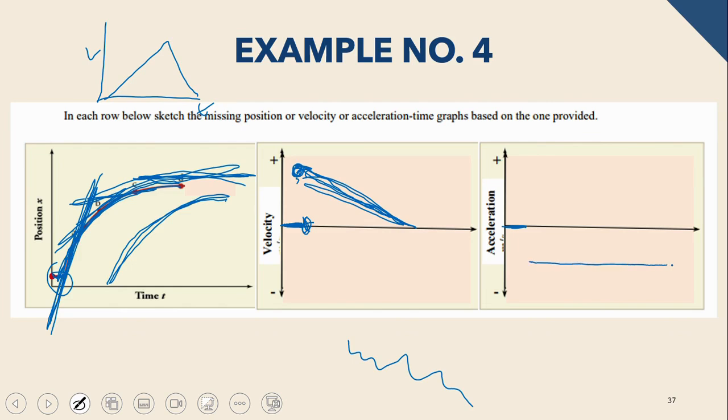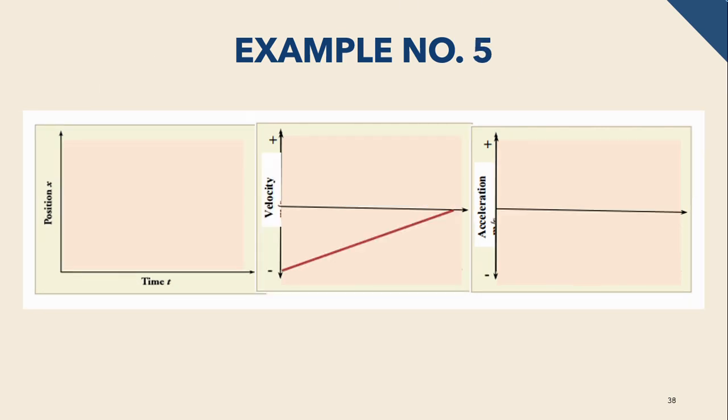And why is the acceleration negative? Because the slope of this line is negative, and the object is slowing down, but in the positive direction. So again, College Board will probably draw it like this, but you can also add holes if that makes sense to you. Okay, example number 5.